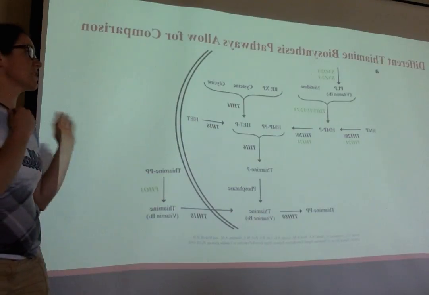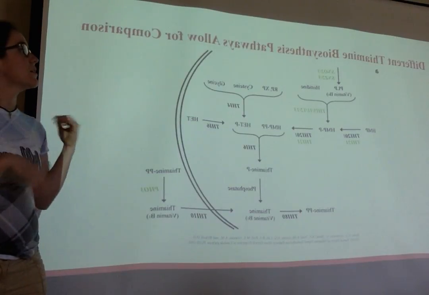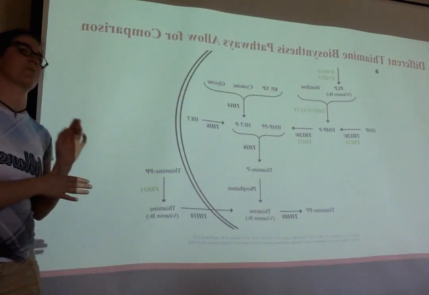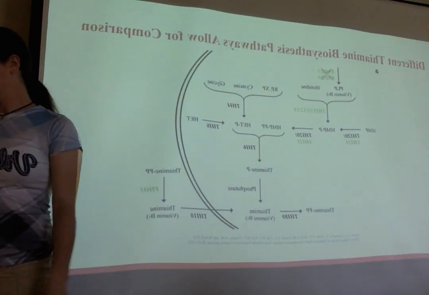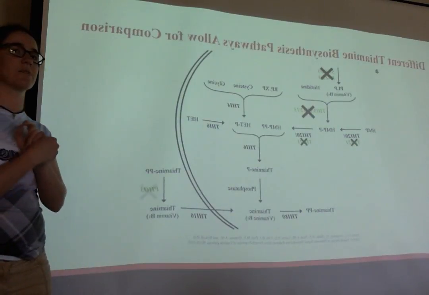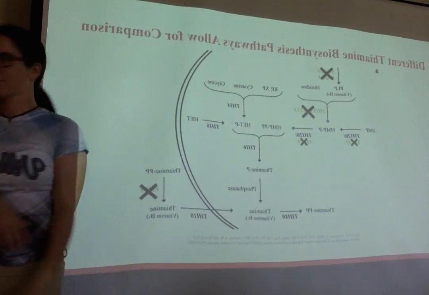So this is the thymine biosynthesis pathway in Saccharomyces cerevisiae. It's a complete pathway. Cerevisiae makes thymine really well. Glabrata is missing some of these genes. It's still functional, and it can make thymine. It's just not as functional.